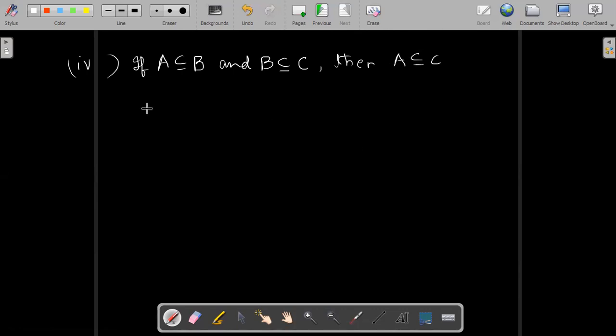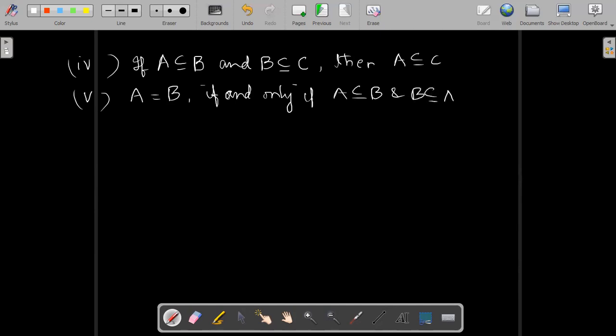Okay. Fifth point that we have seen already: if A and B are two equal sets, they are equal if and only if A is a subset of B and B is a subset of A. So if we prove A is a subset of B and B is a subset of A, then A and B are two equal sets.